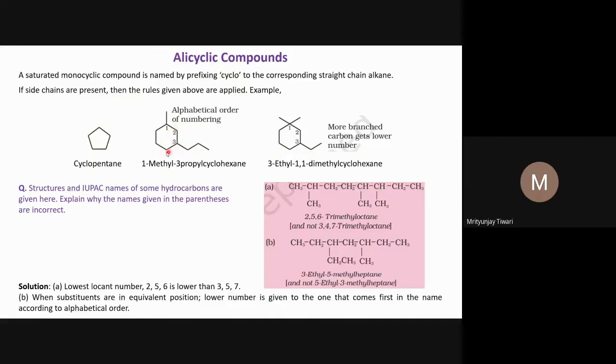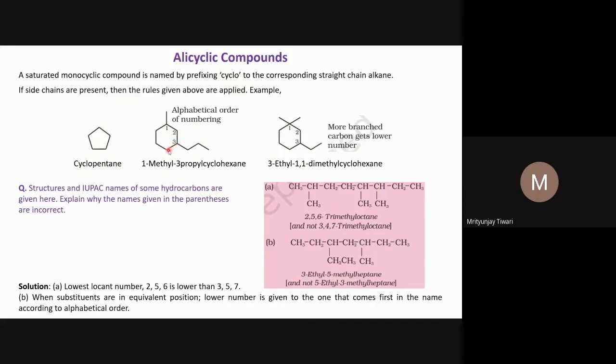You can go in this direction or that direction. If you go in one direction, 1, 2, 3, 4, 5, another branching will be there at the fifth position, and in the other direction, 1, 2, 3. However, we cannot start numbering at the propyl group, because methyl comes first in alphabetical order, M. So we start numbering from the methyl position, and we go in the direction where the next branch comes at the third carbon atom. This is the proper way of numbering.